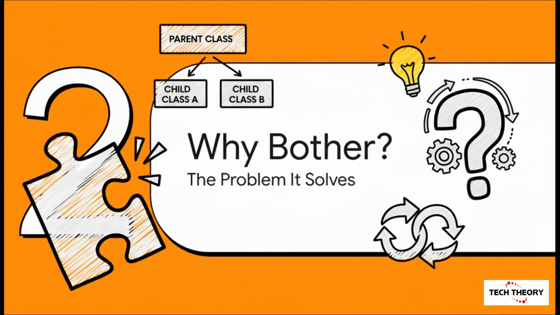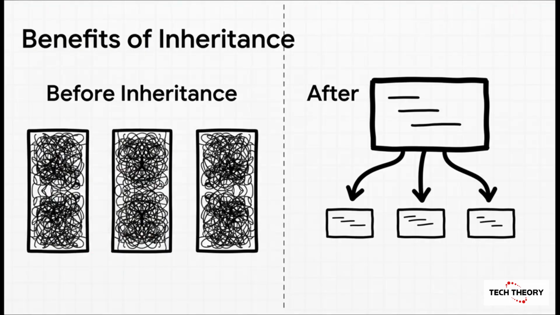Okay, that makes sense. But why? Why even bother with this? What huge problem were programmers facing that made them come up with this whole inheritance idea in the first place? Let's talk about the why. So you have to imagine life before inheritance. Programmers were constantly rewriting very similar chunks of code all over the place. It was a mess. Inheritance just completely changed the game.